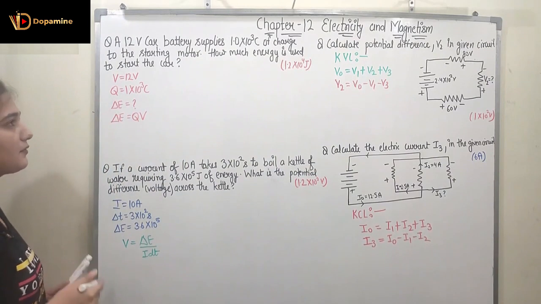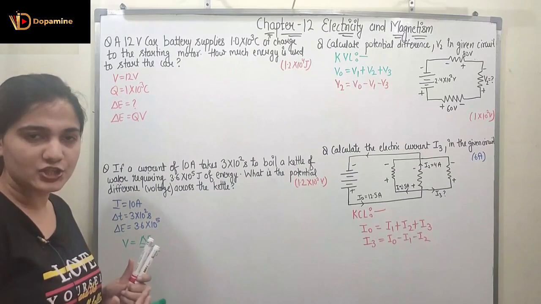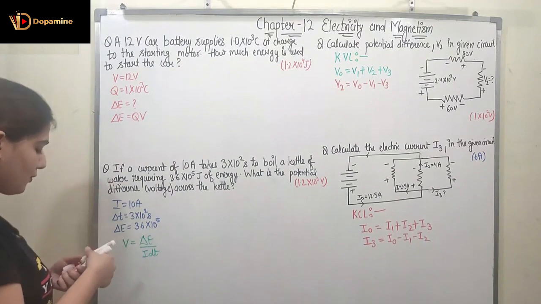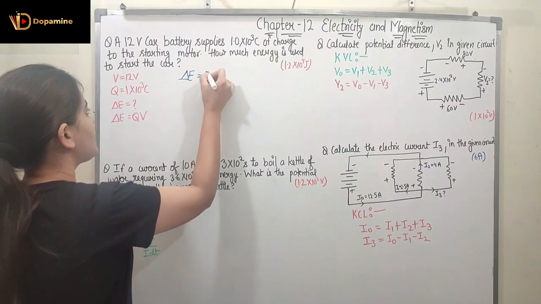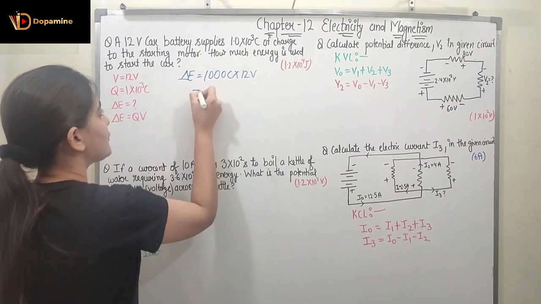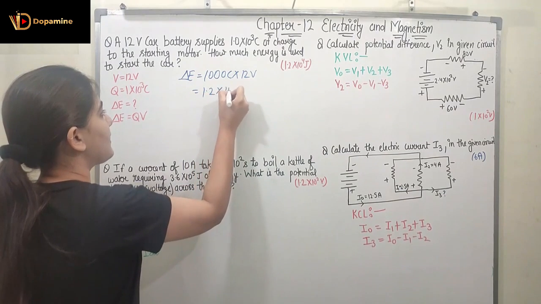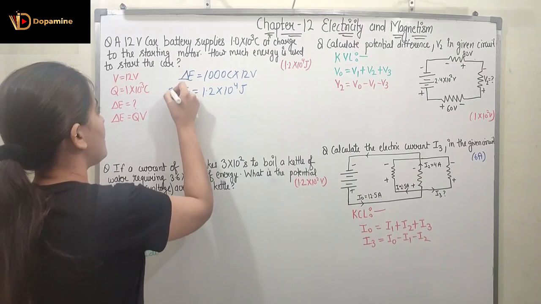So we need the energy, delta E, which is equal to charge times potential. We know this formula, so now we need to find delta E. We multiply the charge, 1000 coulomb, with 12 volt. So we will have 1.2 × 10^4 joule of energy required to start the car.